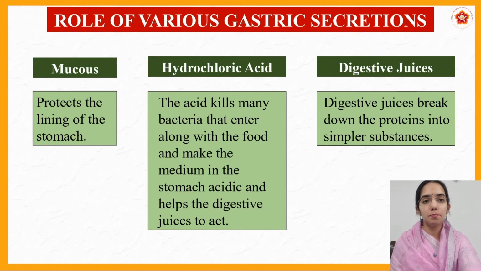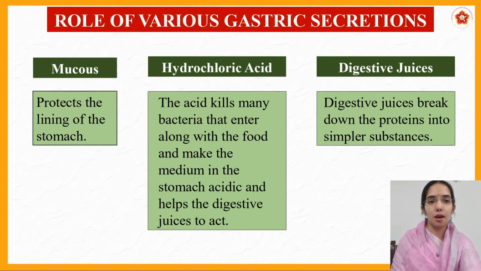So two types of substances have started getting digested. Firstly, the starch, whose digestion has started in our mouth, while protein's digestion has started in our stomach.